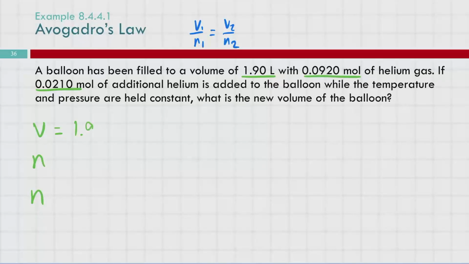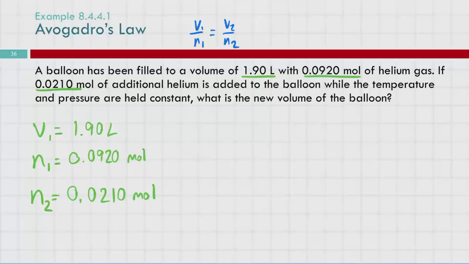Our volume is 1.90 liters. The first number of moles that we see is 0.0920 moles. The second one is 0.0210 moles. The 1.90 liters goes with which of our two moles? The first moles or the second moles? First moles. The "with" connects them. So 1.90 liters with this many moles. So we'll call those our V1 and our N1. What do we label our other N? We can label it N2.